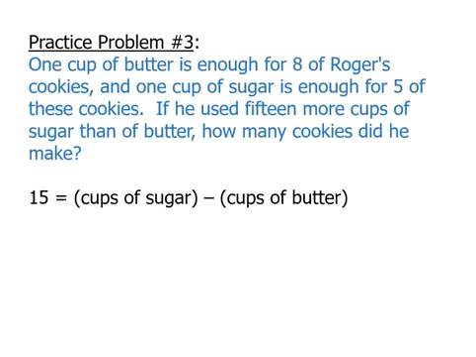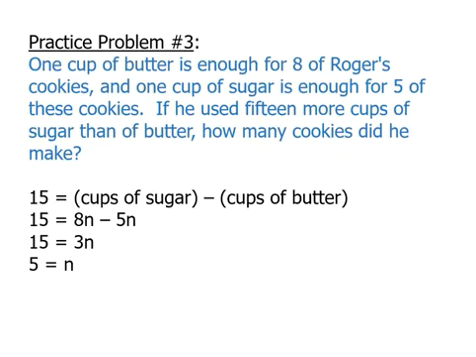So we have 15 equals cups of sugar minus cups of butter. Well, we have algebraic expressions for these. Cups of sugar is 8n. We said that a few slides ago. Cups of butter is 5n. We have two algebraic expressions for these. Well, now we can just do algebra with this equation we have. Of course, 8n minus 5n is 3n. Divide by 3, we get n equals 5.